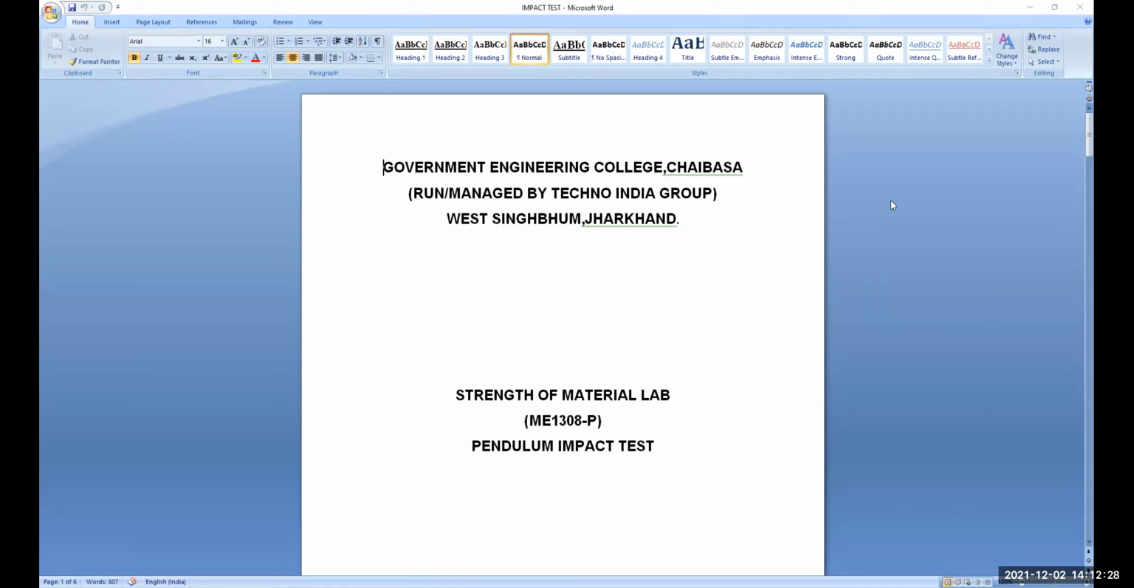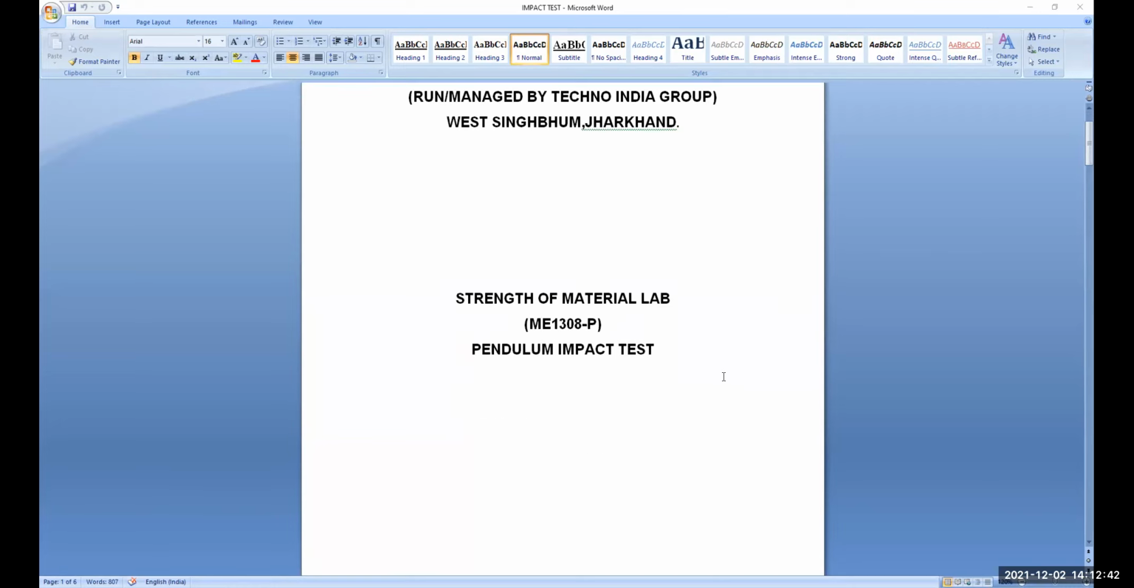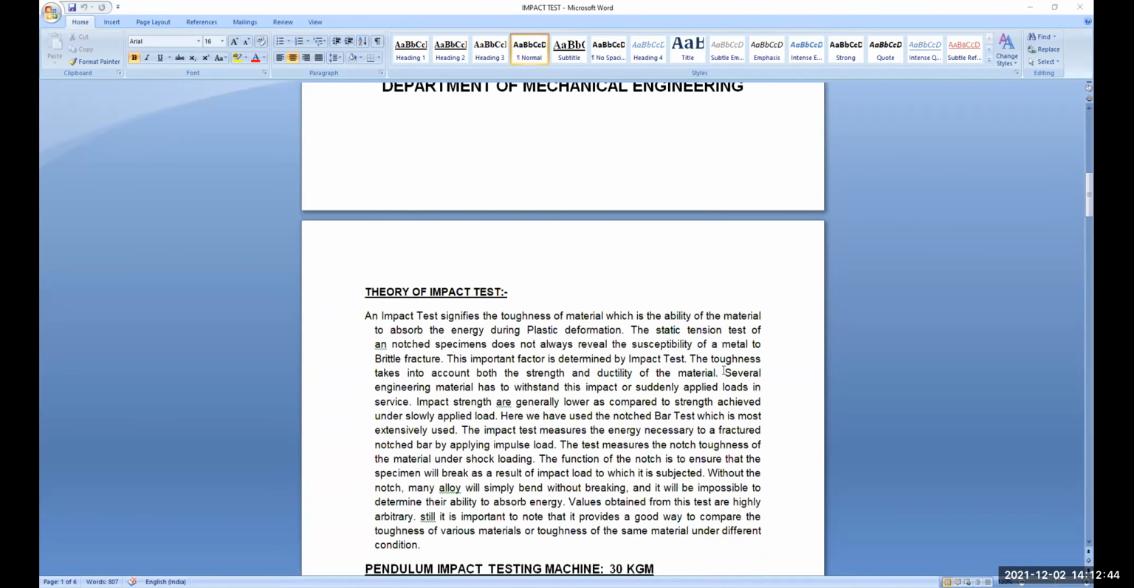Let us start our impact test. Today we will discuss our strength of materials laboratory, the impact test. Actually, what is the significance of the impact test? The impact test is there in my classes in the practical lab.